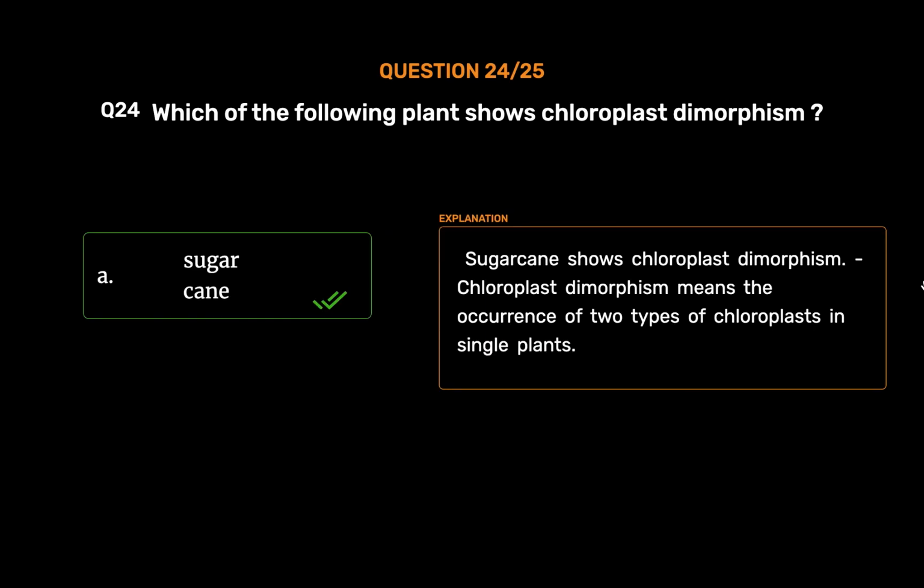Sugarcane. Sugarcane shows chloroplast dimorphism. Chloroplast dimorphism means the occurrence of two types of chloroplasts in single plants.